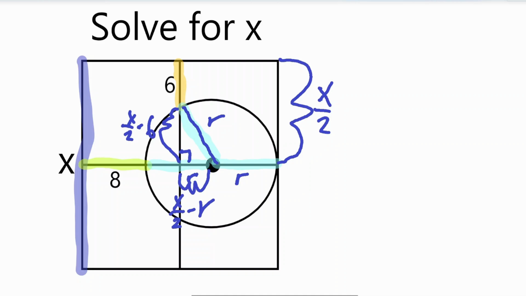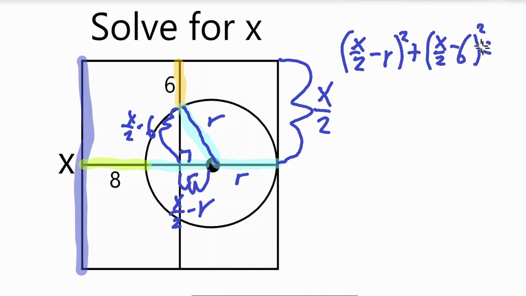So now let's write our equation for the Pythagorean theorem. So remember, the Pythagorean theorem is a squared plus b squared equals c squared. So the two side lengths are a and b, and then our hypotenuse is c. It will be (x over 2 minus r) squared plus (x over 2 minus 6) squared is equal to r squared.